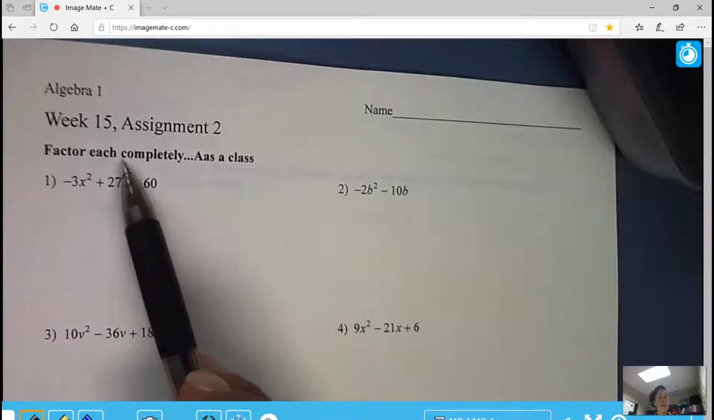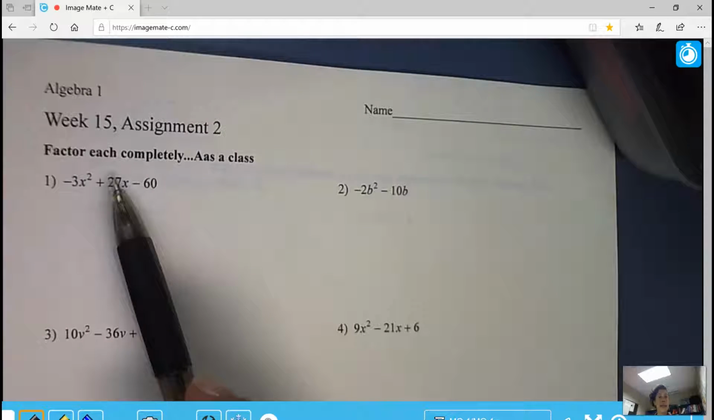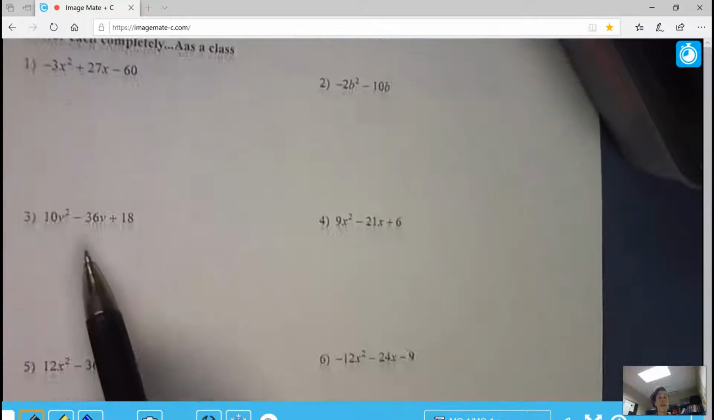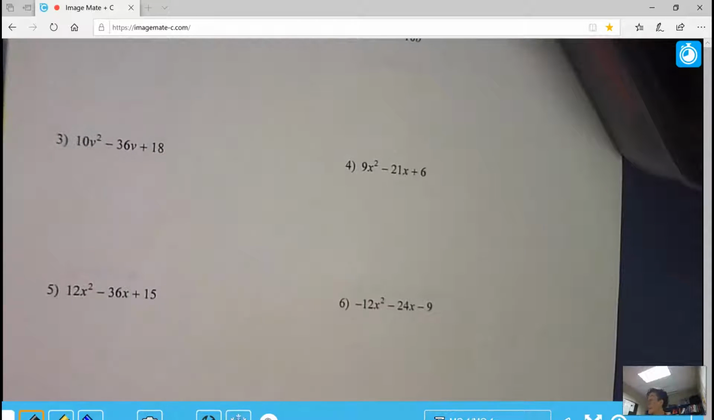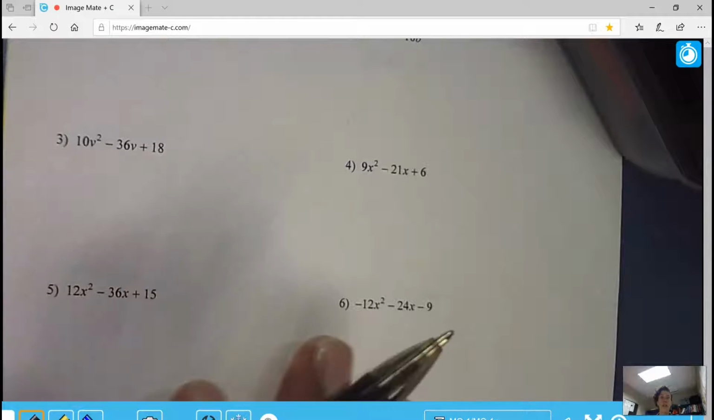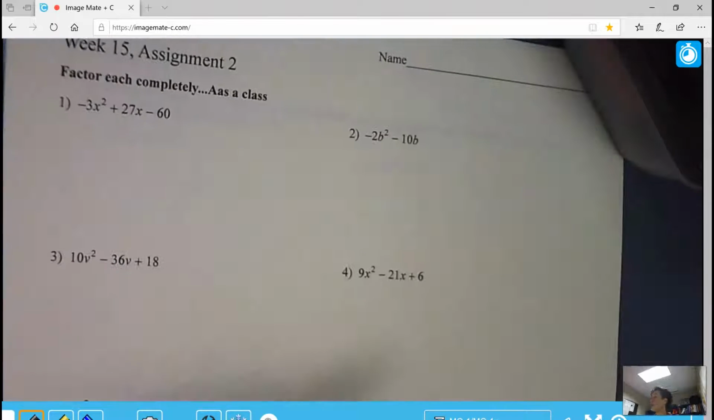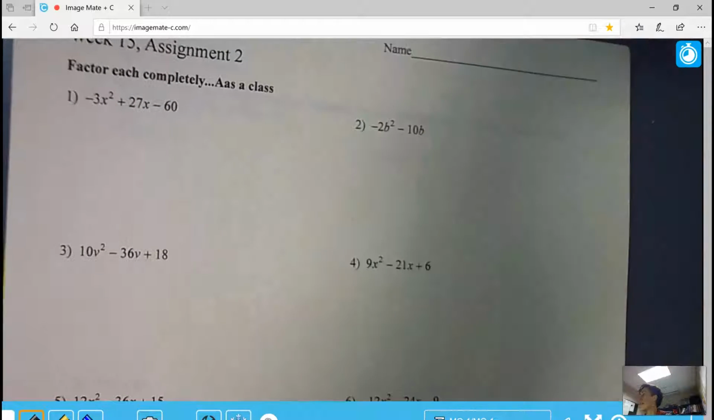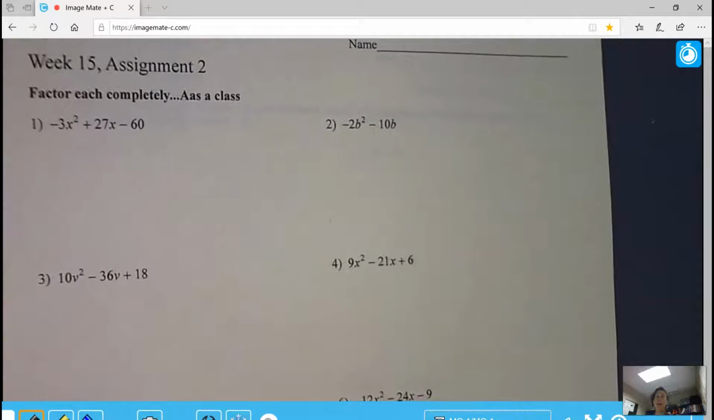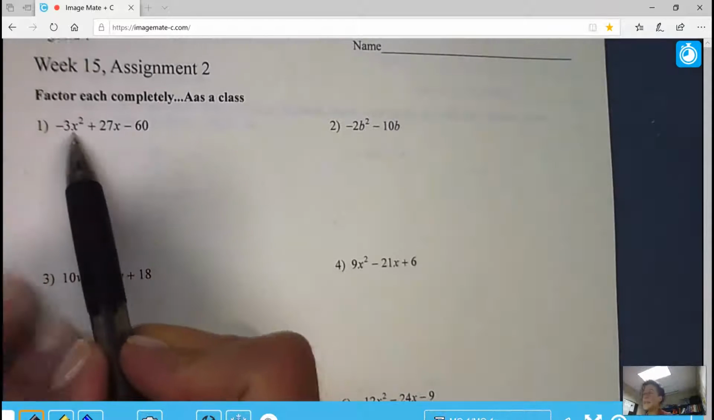So we're going to factor each completely, which means we need everything to be in standard form, which when I look at the 6 problems, in fact, every problem on this page, everything's in standard form. But what's not going to happen all the time is the leading term is positive. So just remember, when the leading term is negative, when we go for that GCF, we're going to have to factor out a negative number. And that's exactly what happens here.